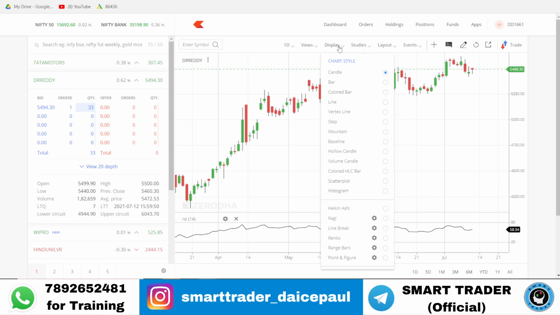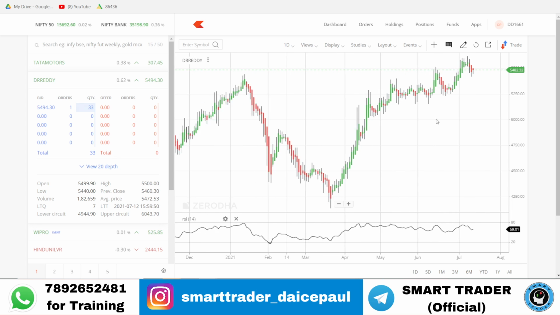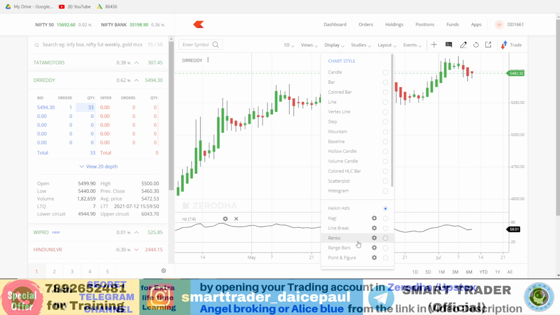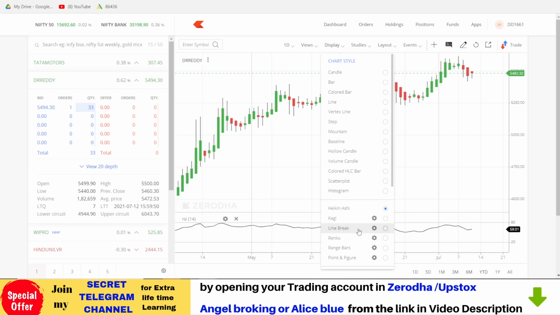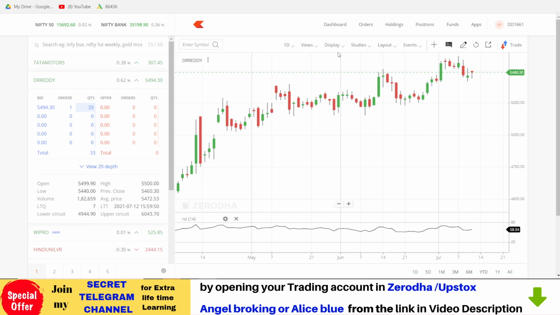Then we have something called display. The chart style has so many chart types. The most used is candlestick, which is why this is the default. There are bar charts, line charts, Heikin Ashi, which you would have seen. And we have Kagi charts. If you don't know, let me know and I will try to make a video on that also. We have Renko charts and many other charts here which you can utilize.